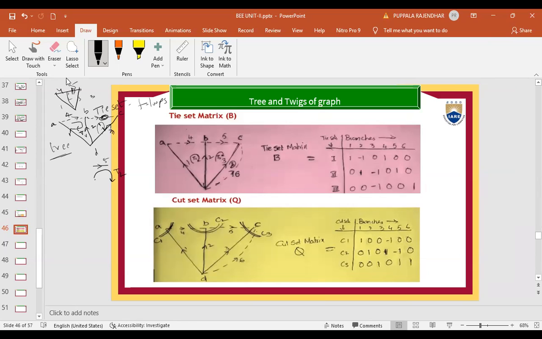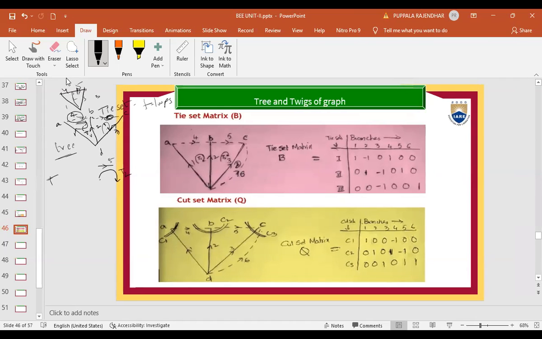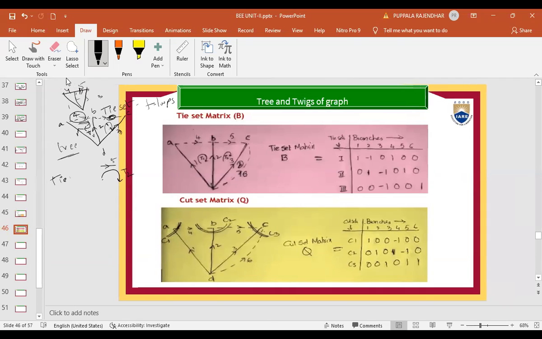What is the direction of tie set 1 here? So which direction does it follow? Clockwise. It follows the direction of link 4, so it is in this direction. So both are maintaining the same direction here. Right? And how many fundamental loops or tie sets will we get for any graph?